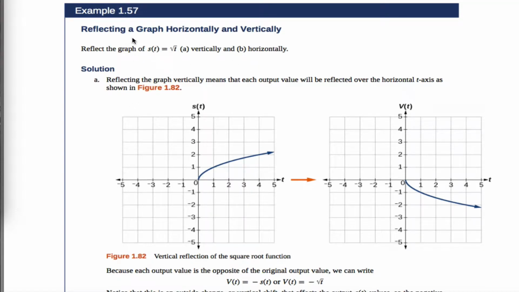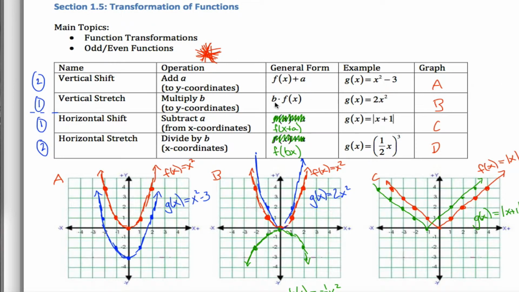1.57, where I'm asked to reflect a graph horizontally and vertically. A note: I don't think about it as reflecting a graph horizontally and vertically. I instead think about it as if I'm doing it vertically, I'm multiplying all of the y coordinates by -1. And if I'm doing it horizontally, I'm dividing all the x coordinates by -1. That's what I think of to create these reflections.